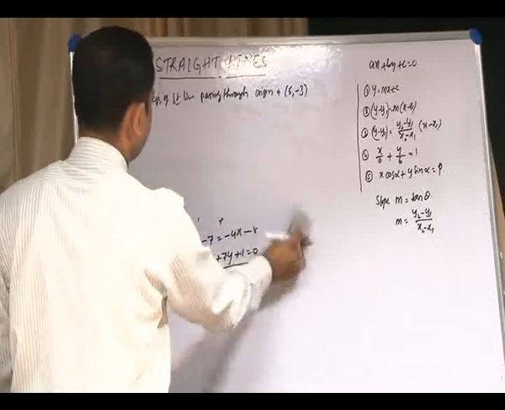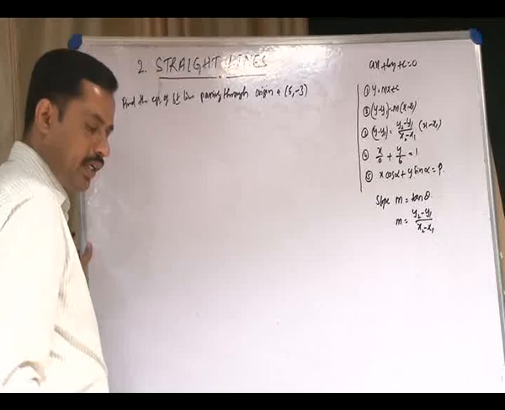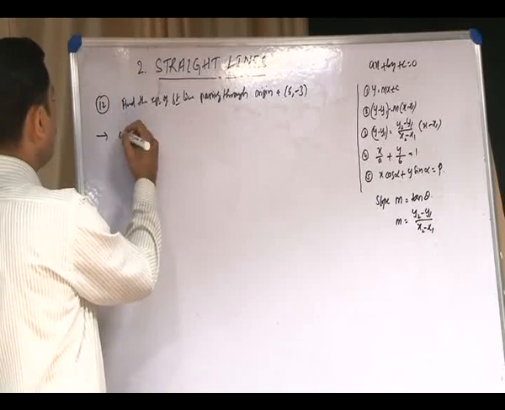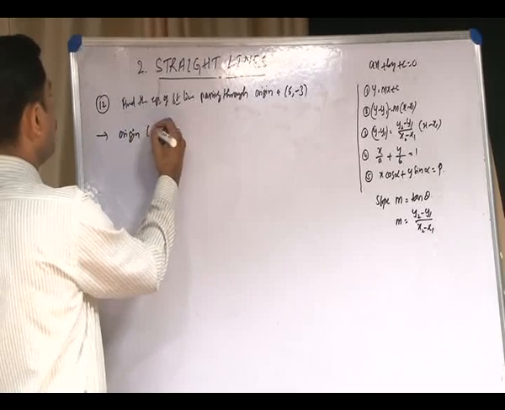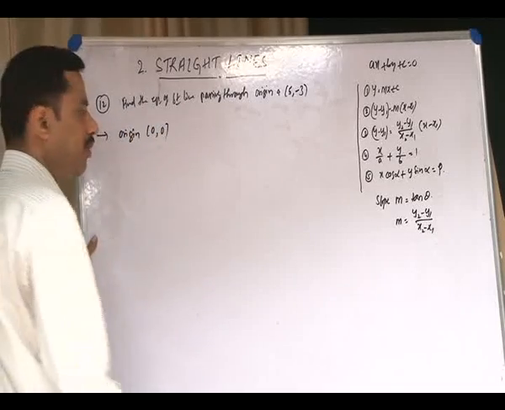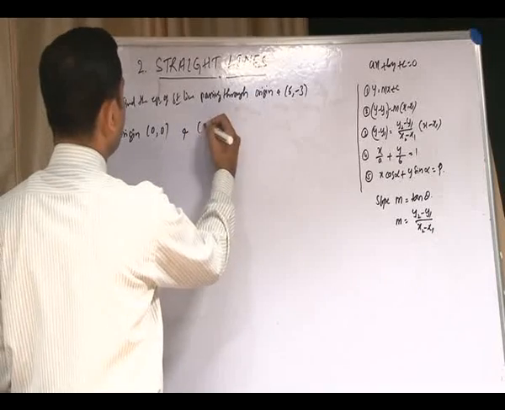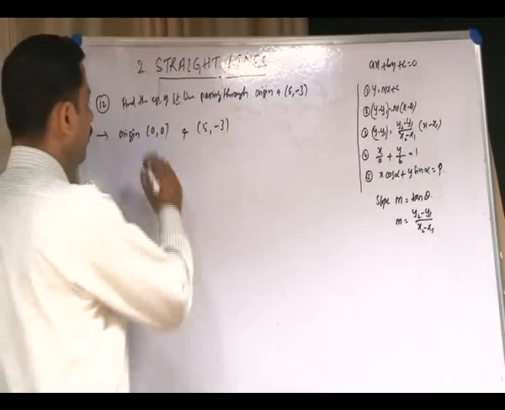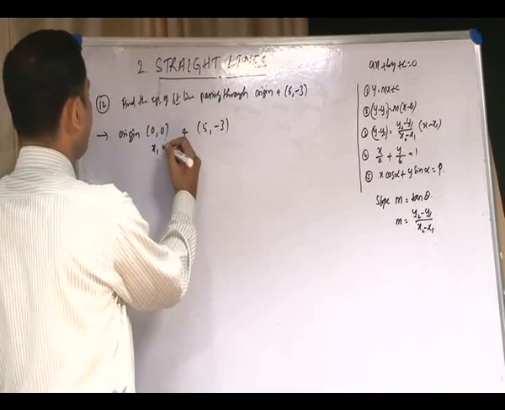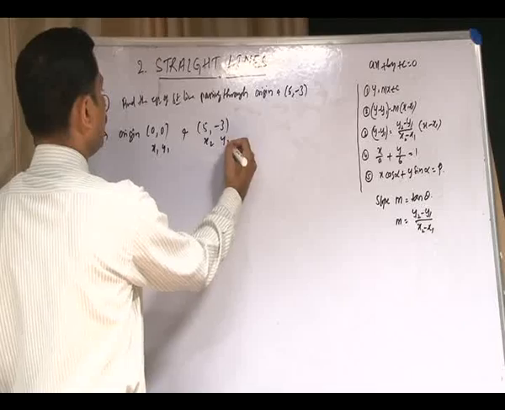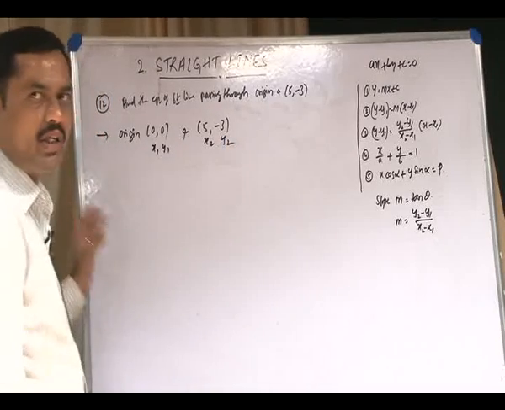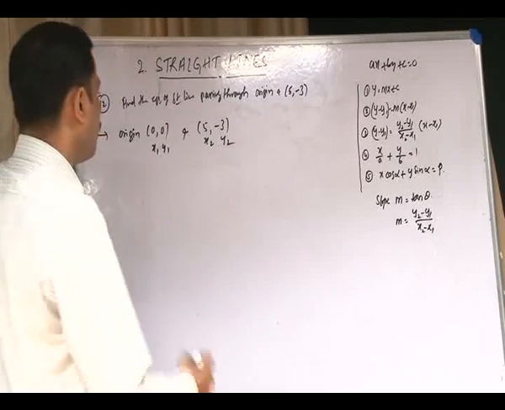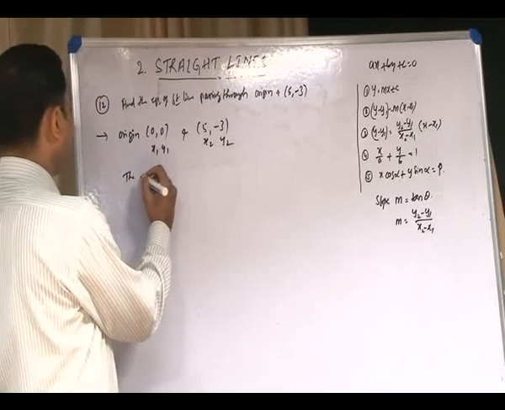For this, the straight line is passing through origin, and we know that the coordinates of origin are always 0, 0. This is one point, and it is passing through another point 5, -3. These are the two points here. So the coordinates are taken as x1, y1 and x2, y2. Two points are given and I have to find the equation of the straight line. For that, once again, you have to use the two point formula only. That is given by, therefore, the equation of straight line.